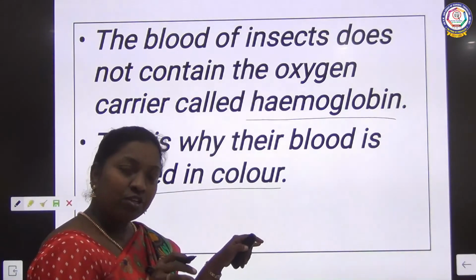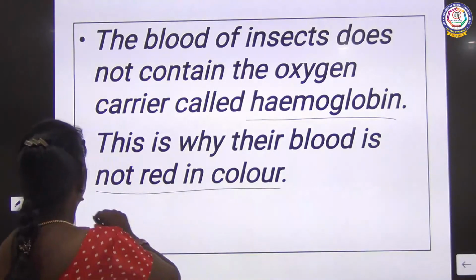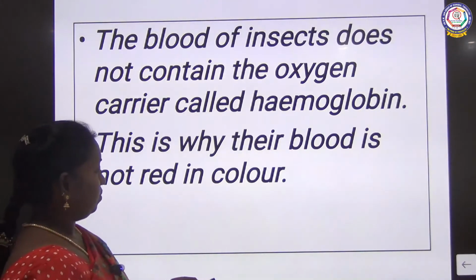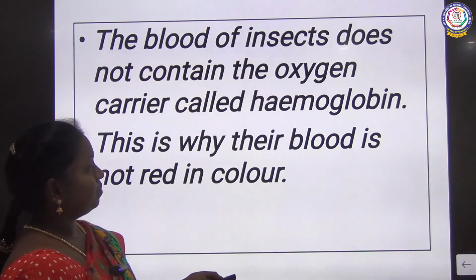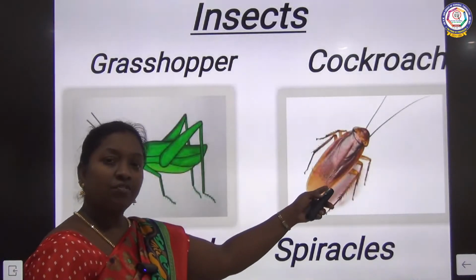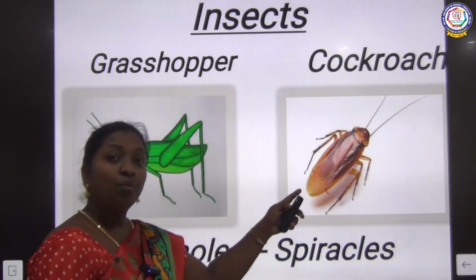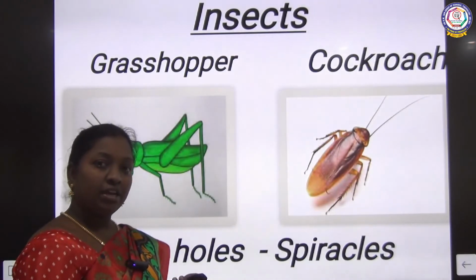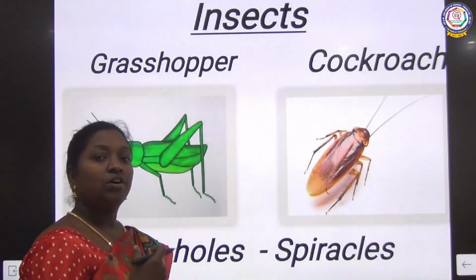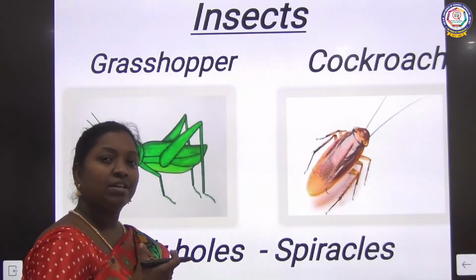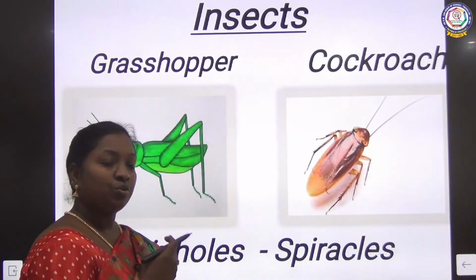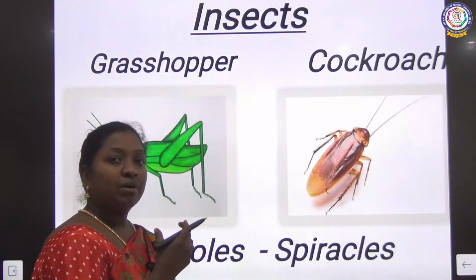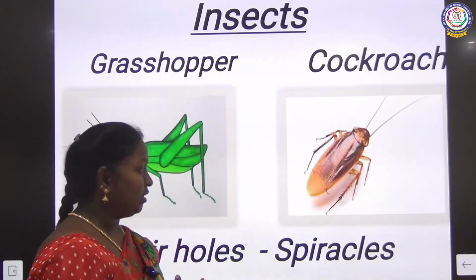I particularly mentioned the word cockroach. The color of cockroach blood is white because, instead of iron content, it contains substances like ions, glycerin and amino acids. These are the substances present in its body, so the color of the blood is white.